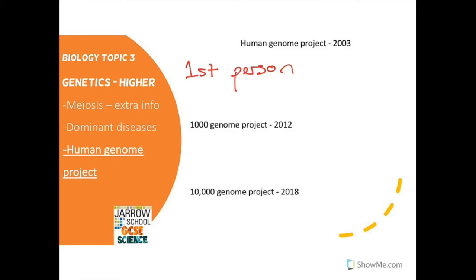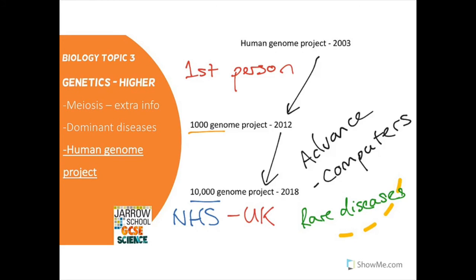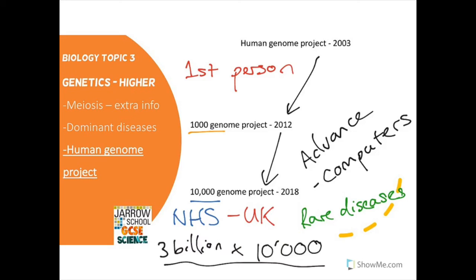And this has led to further studies. So in 2003, the first person had their entire genome sequenced. In 2012, 1,000 people had their genome sequenced from around the world. And in the UK in 2018, they sequenced 10,000 people's genomes. And the more people whose genomes you sequence, you can find out more rare diseases and unusual causes of certain diseases. And this advance is actually because computers are getting better.